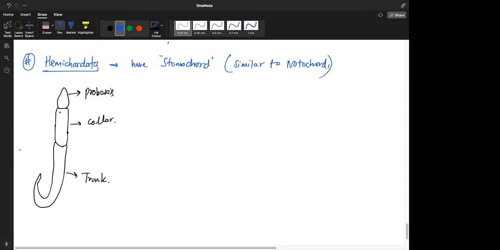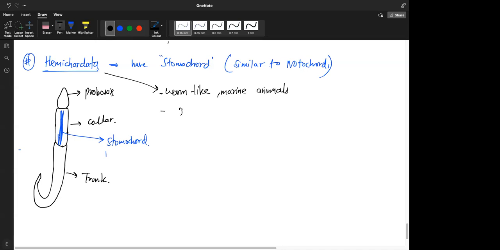And inside this collar region, they have a structure which goes inside. If you cut open this collar region, you will see a structure which goes inside, and this structure is called the stomochord. You understand? So write down, hemichordates consist of worm-like marine animals. No hemichordate is found in freshwater lakes or rivers. So they're always marine. Worm-like marine animals.